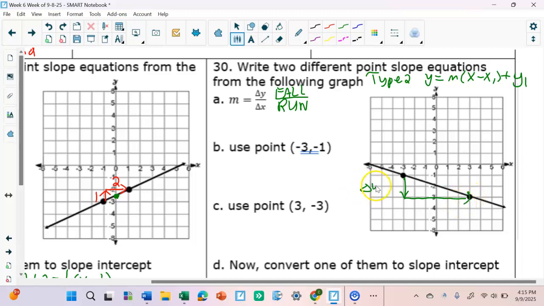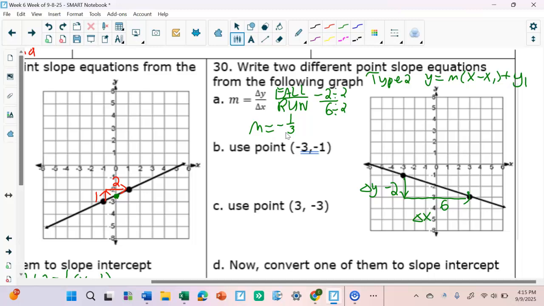Okay, the change in y, because we're traveling on the y-axis, was down 2. And the change in x is on the x-axis. Okay, I get negative 2/6. Divide top and bottom by 2, and m is negative 1/3.